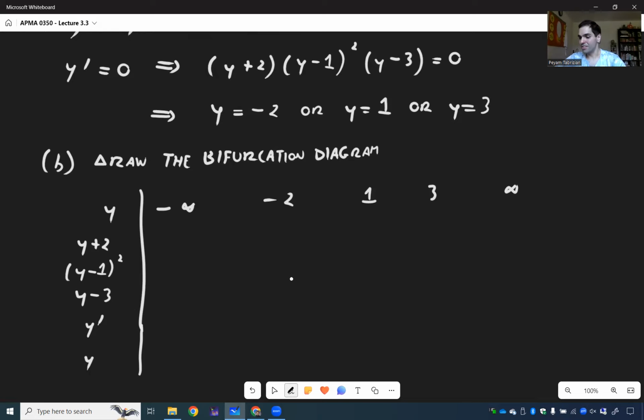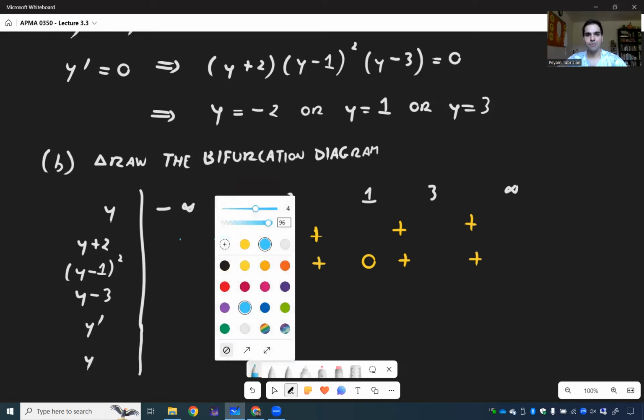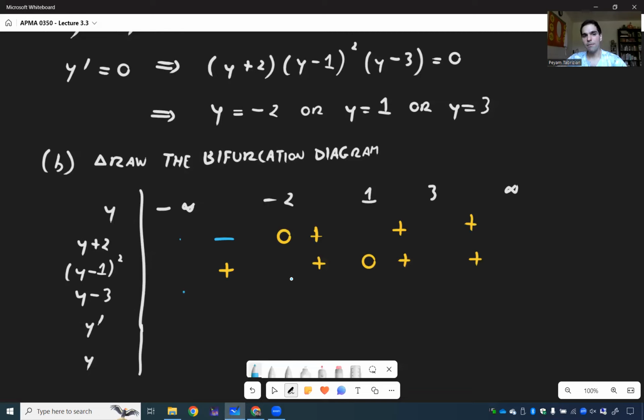And now is where the fun starts, where we put all the minuses and pluses. So y plus 2, it's minus, and it switches signs. So here it's 0, and then plus, plus, plus. For y minus 1 squared, trick question. Well, remember, it's always positive. So plus, plus, 0, plus, plus. And a very positive behavior. And in y minus 3, I believe it's minus, minus, minus, 0 plus.